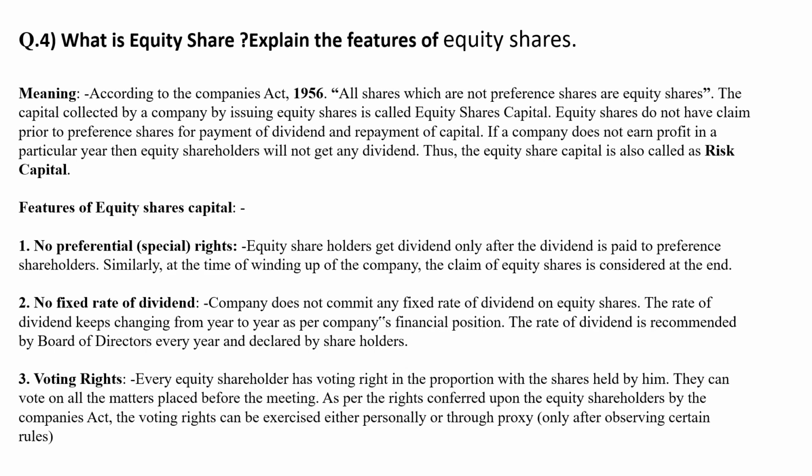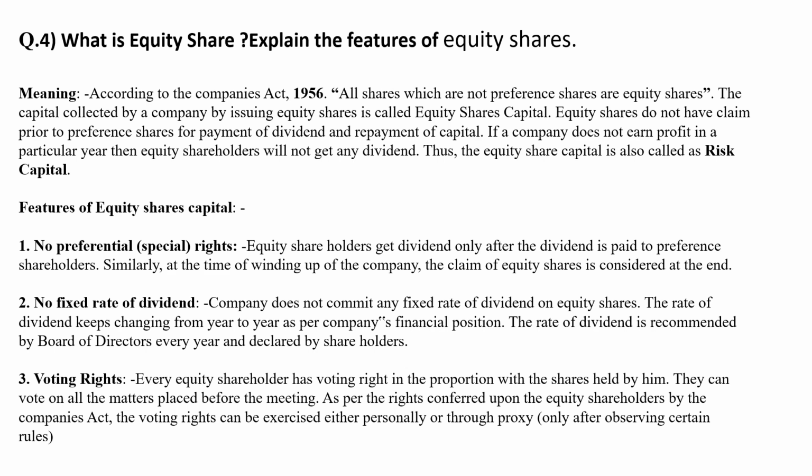Now let's see features of equity share. No preferential right. Equity shareholders get dividend only after dividend is paid to preference shareholders. Similarly, at the time of winding up of the company, the claim of equity shares is considered at the end. No fixed rate of dividend. Company does not commit any fixed rate of dividend on equity share. The rate of dividend keeps changing from year to year as per the company's financial position. The rate of dividend is recommended by the board of directors every year and declared by shareholders.